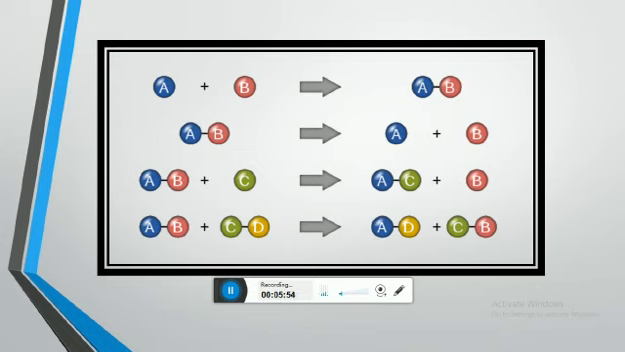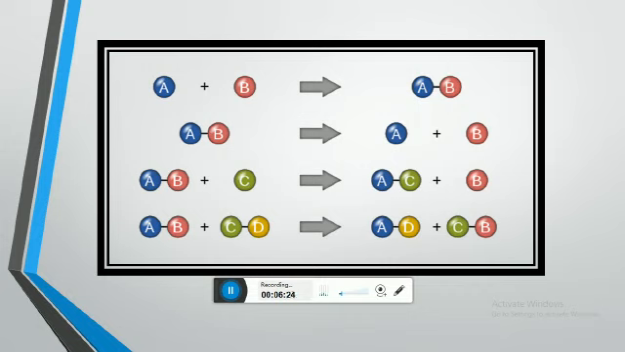In the first one, we will observe that when A combines with B, A is some element, B is another element, they produce a new compound, that is AB. It means they combine together and form a new compound. In the second one, A and B are already combined, and on the right side they are separated.